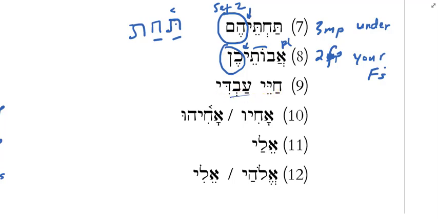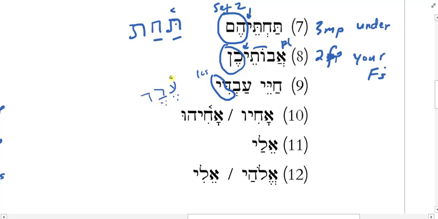Now here I have Chaye Avdi. This Avdi here, what does that mean? Yeah, I've got a chirik at the end. Which pronoun is that? That's 1CS. So this is my, and then what's the lexical form of Avdi? Eved. So this is my Eved. What's my Eved? Servant. My servant or my slave.